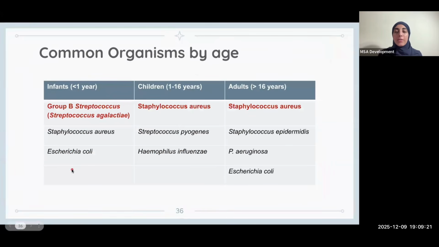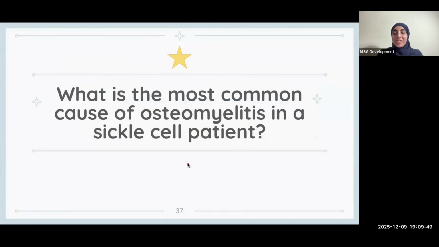Now, we can also classify the organisms that cause osteomyelitis by age. So in an infant, you want to suspect group B strep or Strep agalactiae. As we said, they can get neonatal sepsis from this bacteria, and it could end up causing osteomyelitis, just like we saw in septic arthritis. And for all the other ones, for children and adults, the most common is Staph aureus. Okay? Now, this question, I want you to think very well about this question. What is the most common cause of osteomyelitis in a sickle cell patient? Okay? Most common.